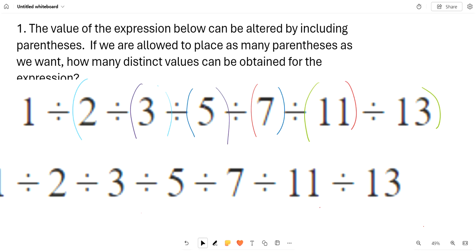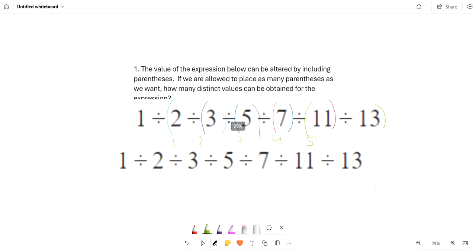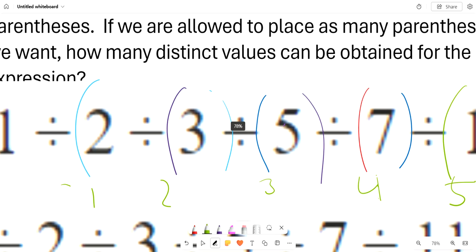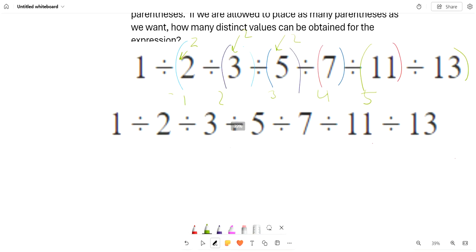Now, as you can see, there are 5 different types of parentheses: 1, 2, 3, 4, and 5. So therefore, we can either choose each of these to stay in the equation or out of the equation. Therefore, there are 2 choices. Like, because there are 2 choices for the blue one, either to stay in the equation or to not be in the equation. And 2 for this one, and so on by the same logic. Therefore, there are 2 to the 5, or 32 possible solutions for this.